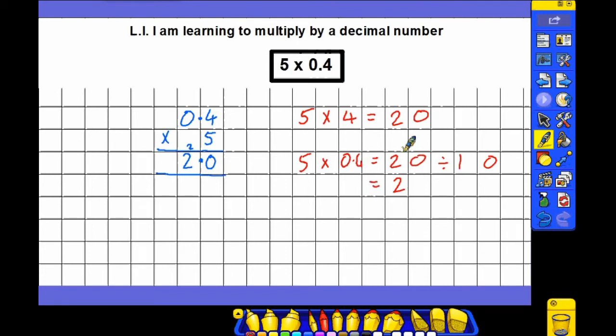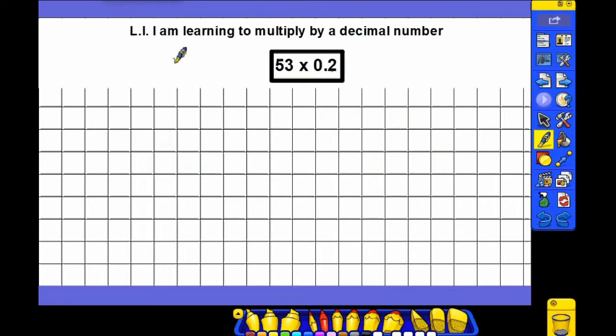It is more work. It's much easier for this sum to just treat it like so. However, for more complicated ones, it's actually more effective to do it this way. So let's look at one of these more complicated ones then. So doing this one as a column sum will actually be a little bit trickier. However, let's not treat this as a 0.2, let's just pretend it's a 2. So what I'm going to do to start with is just 53 times 2.